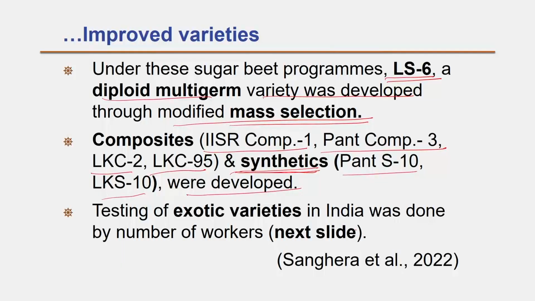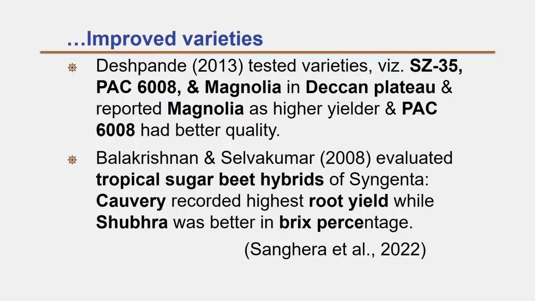Testing of exotic varieties in India was done by a number of workers. You can see how the testing or evaluation of exotic varieties was done in India. Deshpande in 2013 tested varieties like SZ35, PAC 6008, Magnolia in Deccan Plateau, and reported Magnolia as higher yielder, and PAC 6008 had better quality. Here better quality means it must have been containing higher sugar percentage.